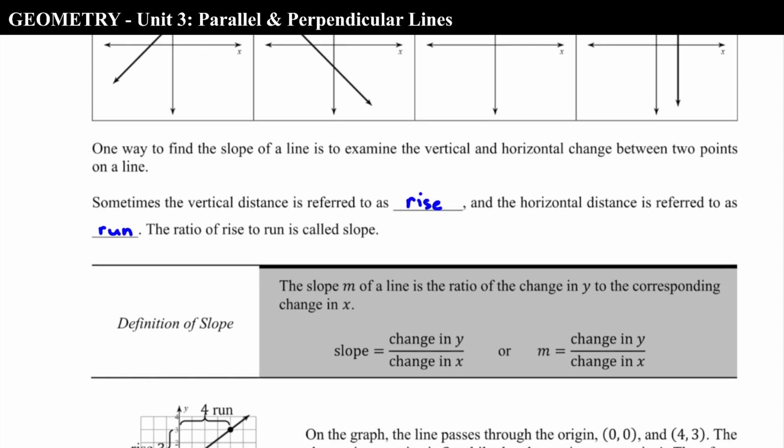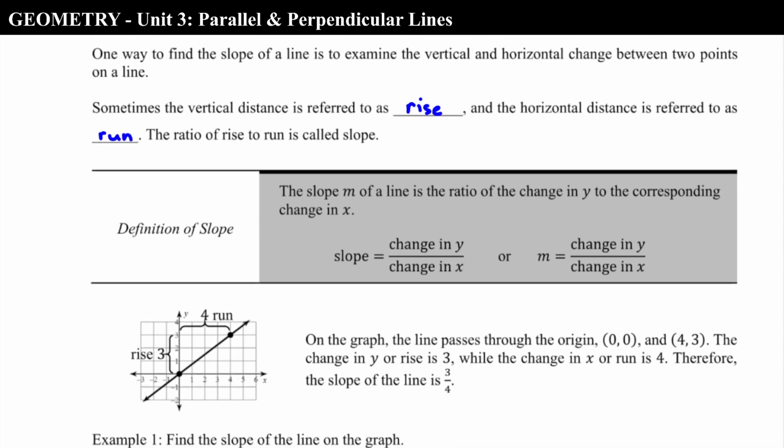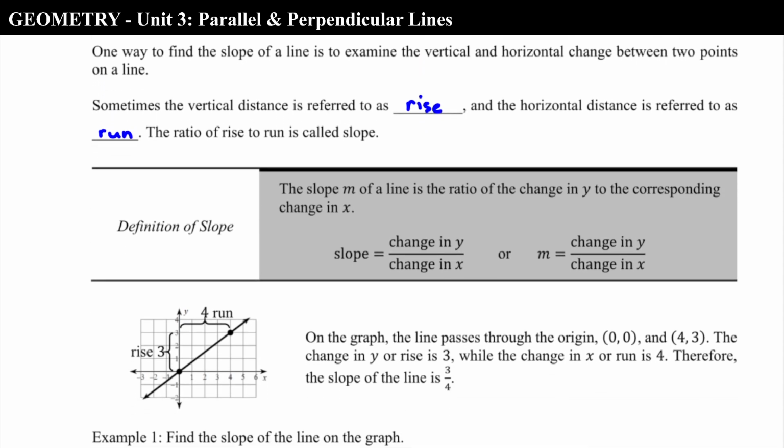So here is a formal definition of the slope. The slope m of a line is the ratio of the change in y to the corresponding change in x. So we have change in y over change in x, and we usually indicate slope by the letter m. So here's an example on a graph. We have a line that passes through the origin and the point (4, 3). The change in y is 3, the change in x is 4, and so therefore our slope is 3/4.